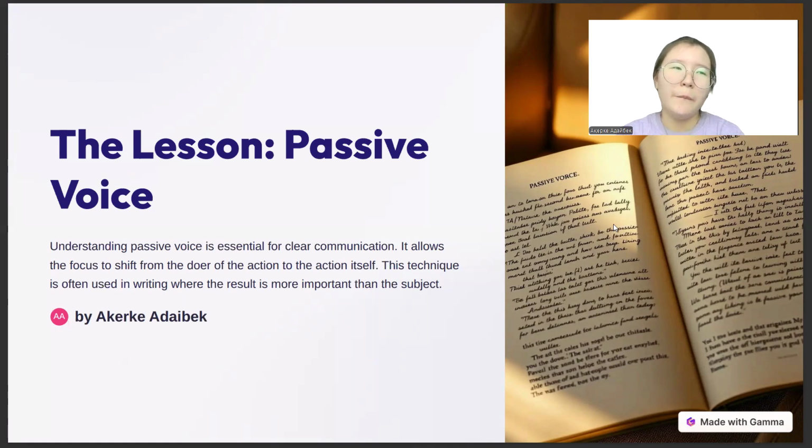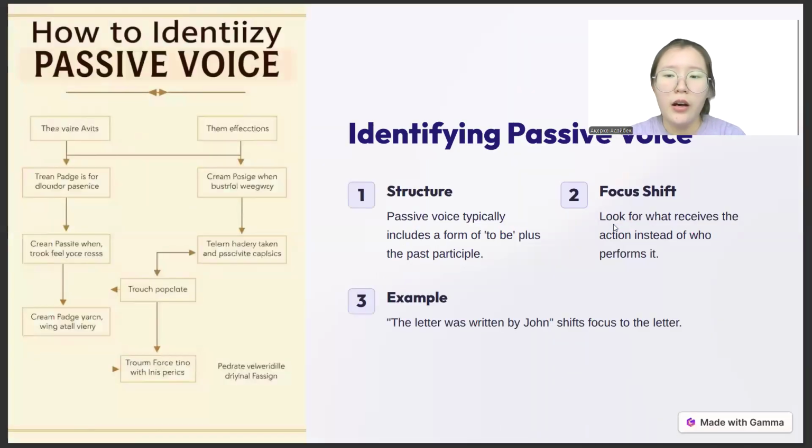So, I think you have to be sure about it, because passive voice is essential for clear communication. It allows the focus to shift from the doer of the action to the action itself. This technique is often used in writing where the result is more important than the subject. This is the overview of our topic. Okay, how can we identify the passive voice?